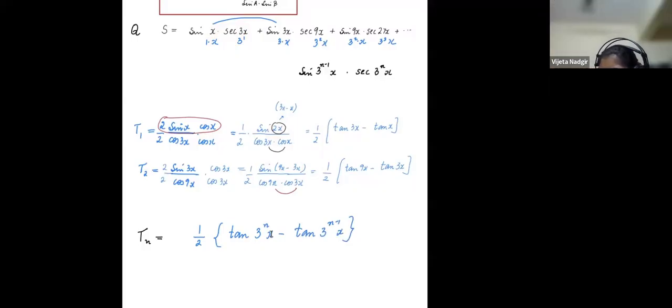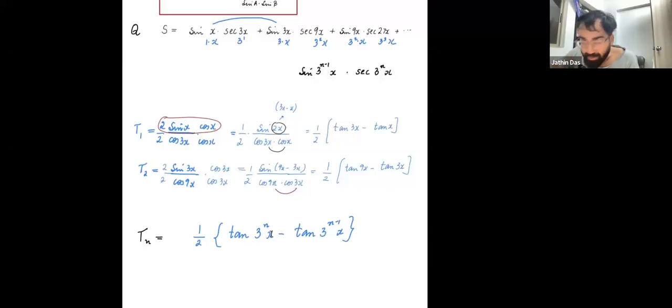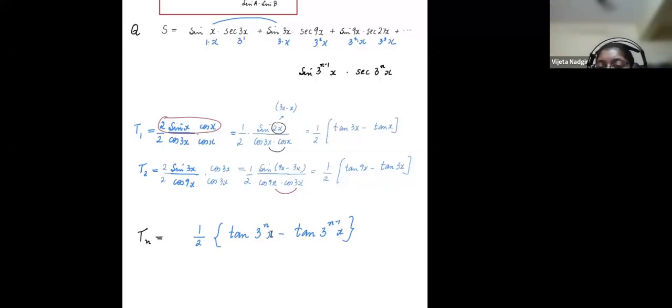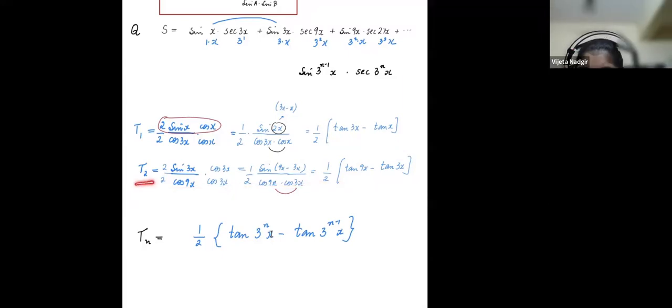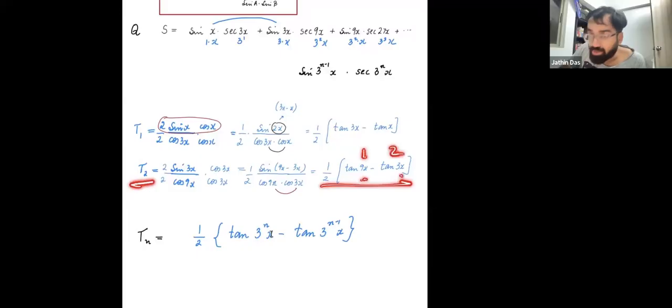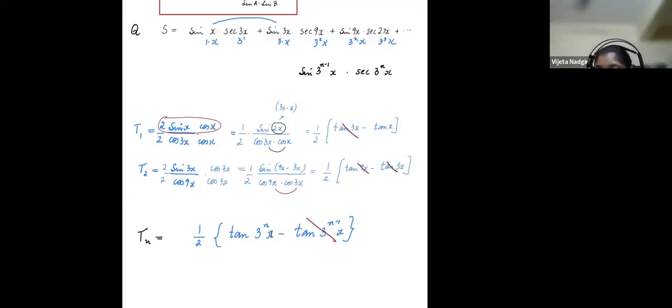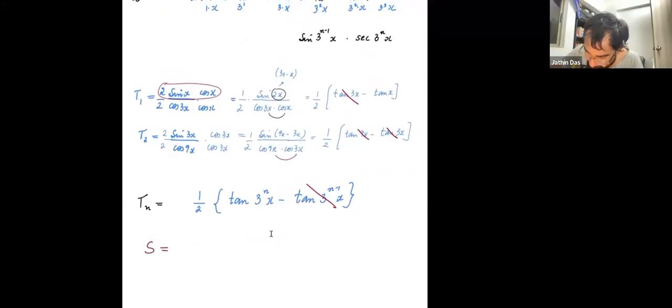Okay, on observation, in the second term, which term is getting cancelled? 3 raised to n minus 1. Always check the second term: which term of it is getting cancelled? Here also this will get cancelled. Okay, good. So the sum will become half of tan 3 raised to n x minus tan x. This is the answer.